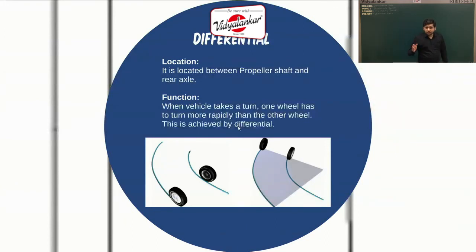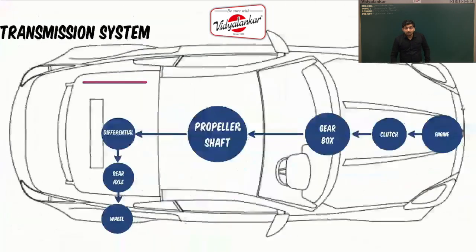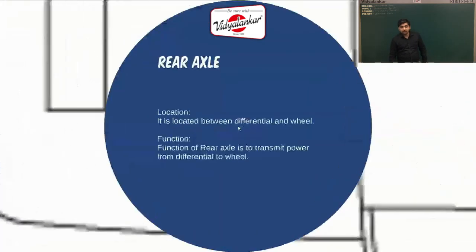The differential is located between the propeller shaft and the rear axle. When a car takes a turn, the inner wheel has to travel a smaller distance while the outer wheel has to travel a larger distance. But both the wheels are mounted on one rigid body. Hence, the inner wheel has to be rotated slowly while the outer wheel has to be rotated at a faster rate. This is achieved with the help of the differential. From the differential, power is transmitted at 90 degrees to both the rear axles.